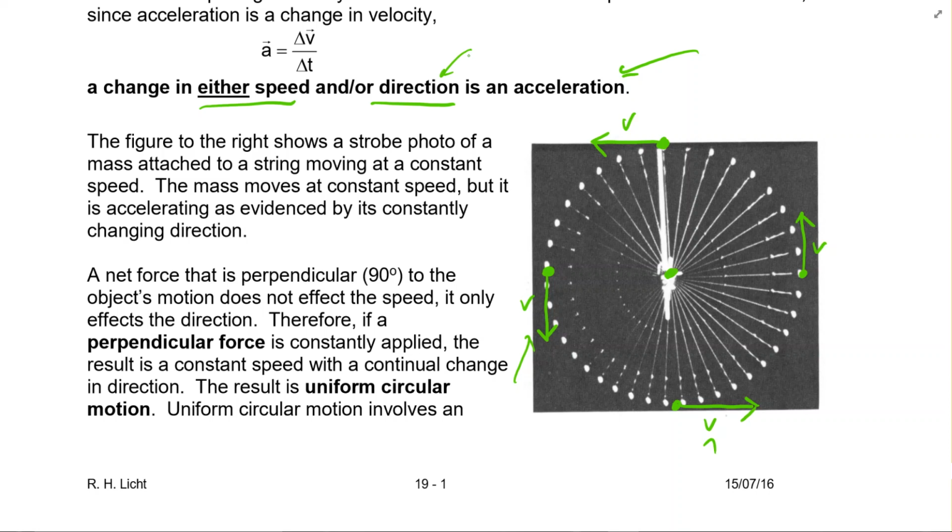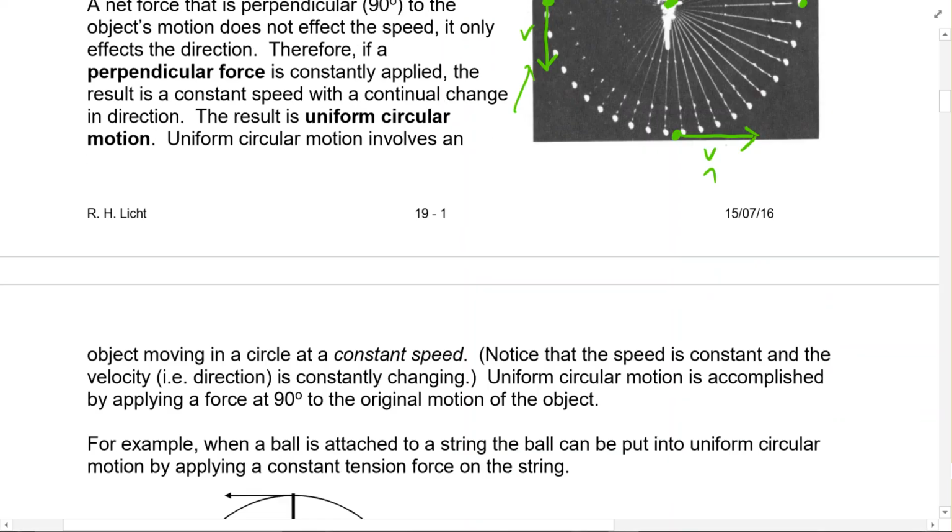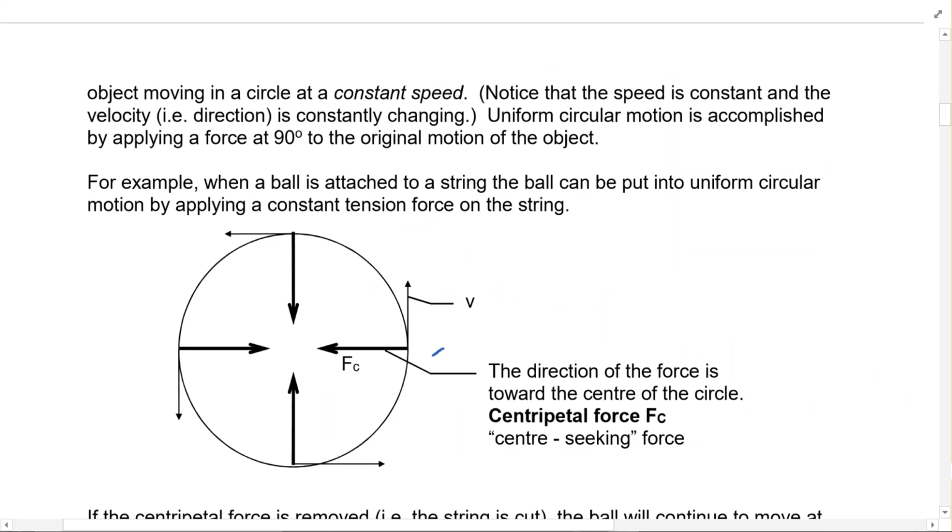So which way is it accelerating? Well, let's go down to this picture. We've got the same type of thing happening, right? Picture this as being like a ball on a string. It's the same as the picture above, but let's just think of a ball on a string. It's a little easier to picture. Pretend that looks like a ball.